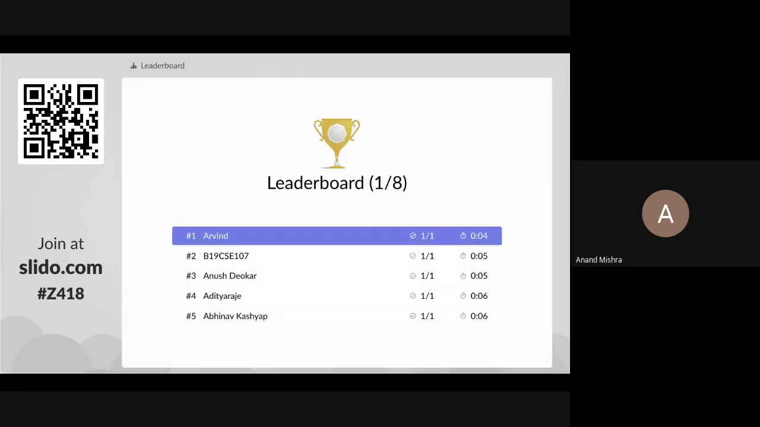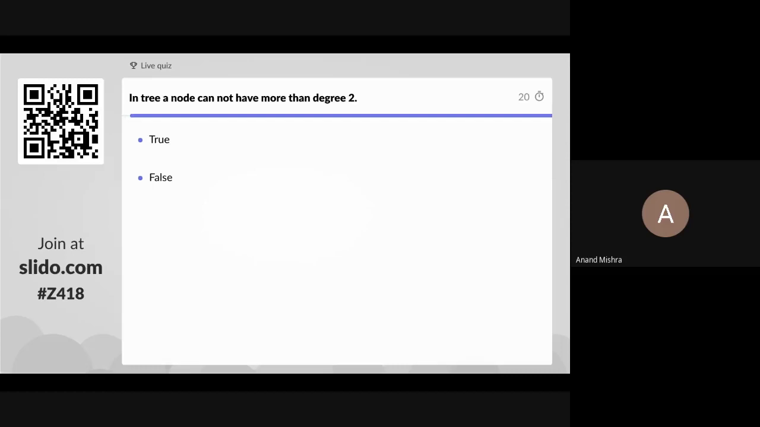Okay. Good. So let's look at the next one. A tree: in a tree, a node cannot have more than degree 2.